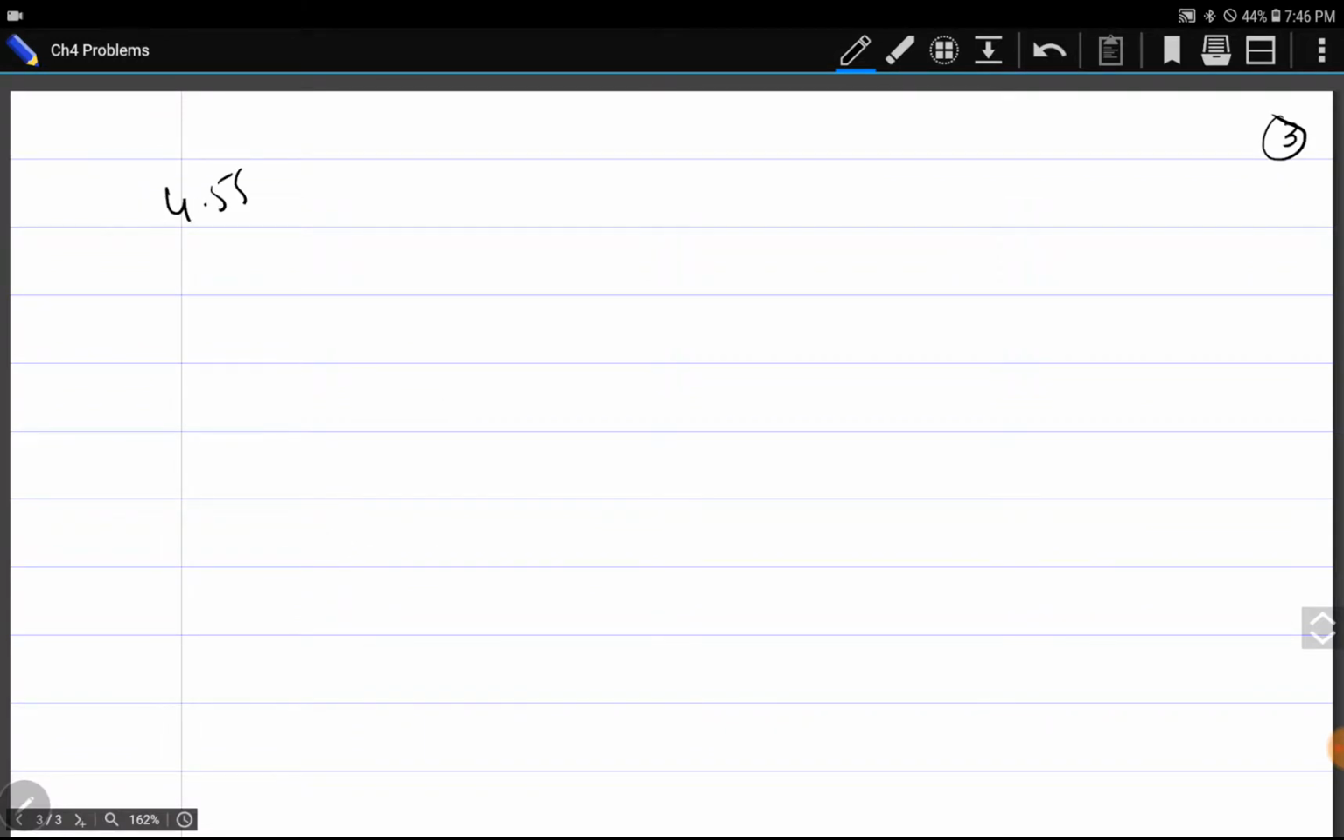For part A, N is equal to E for steel divided by E for aluminum. 200 divided by 70, it becomes 2.68. Okay.